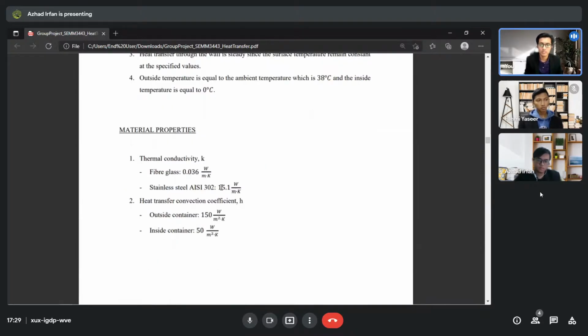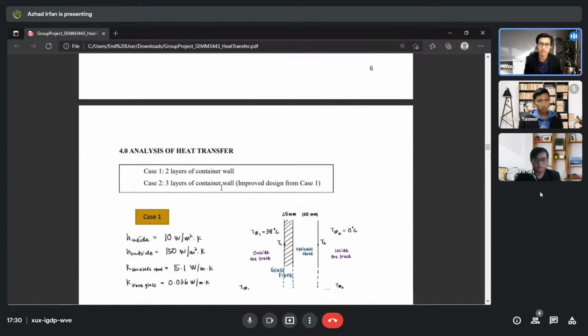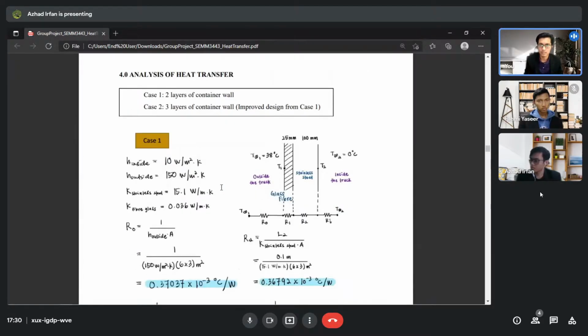For the properties of the material, we found the thermal conductivity for fiberglass and stainless steel, as shown on the screen. Also, for the convection coefficient, we made the assumption that the outside convection coefficient is 150 and the inside of the container is 50. So I pass to my next colleague to explain the analysis of heat transfer.